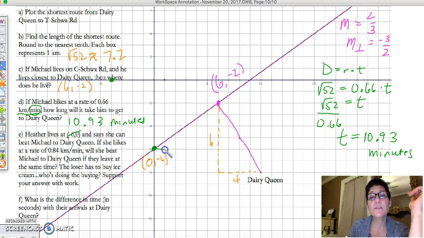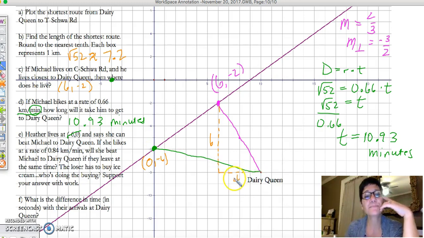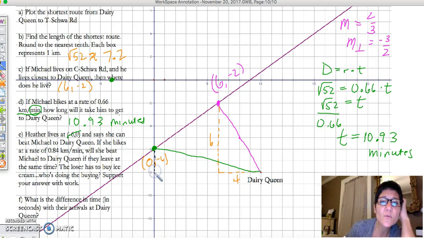So Heather seems to think that she could beat Michael to the DQ. So that means this is her distance to the Dairy Queen from here to here, okay? And she is biking faster than he is, so I wonder if she can do it. So what you guys should recognize is that you have to make your own new right triangle, with your own new legs, because that green line is your new hypotenuse.